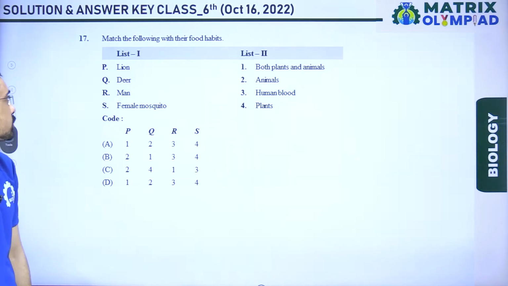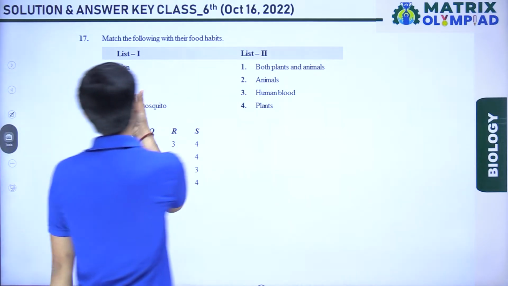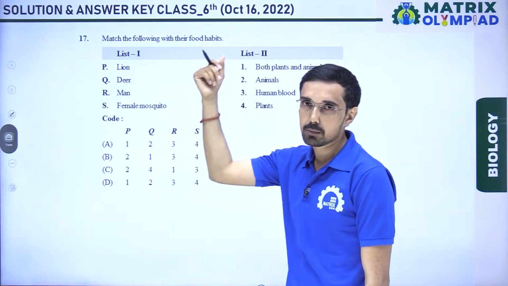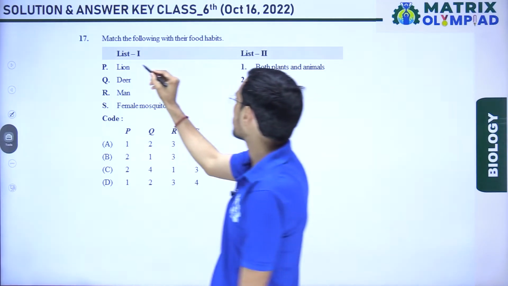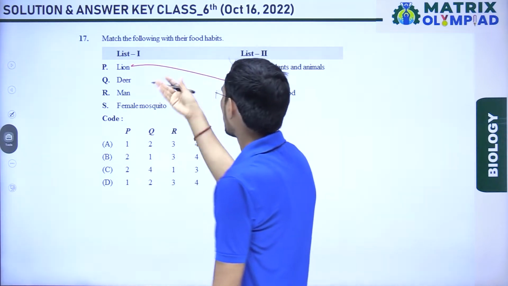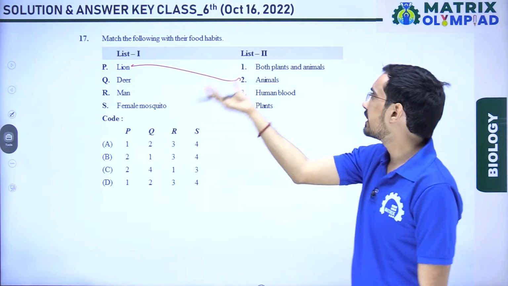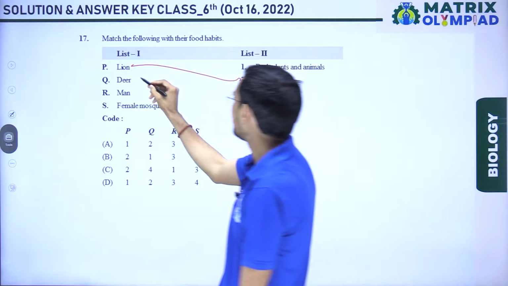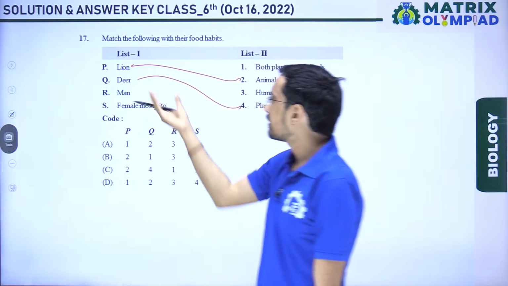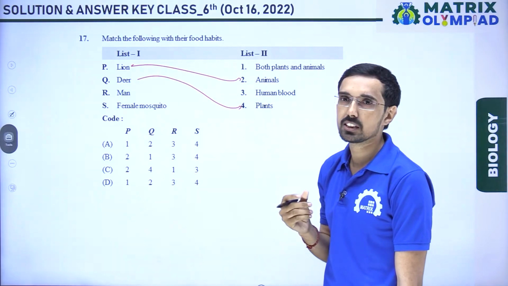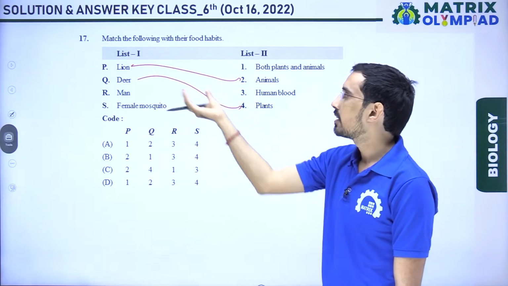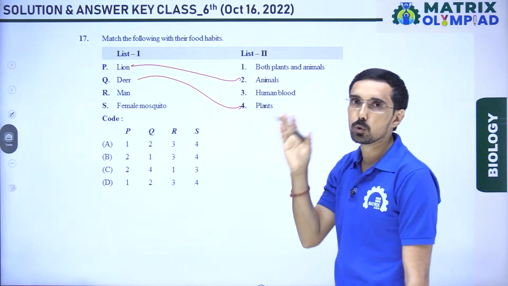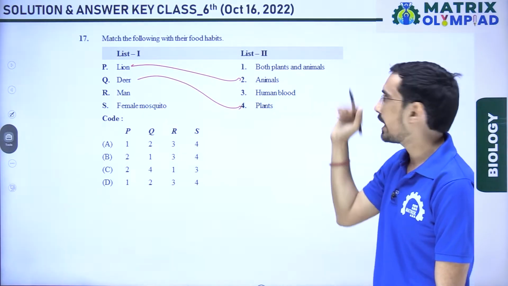Now move to the next question, in which two columns are given, list 1 and list 2. As we all know, lion is a carnivorous animal which eats only other animals. So the second will be most appropriate for the lion. Now move to the deer. Deer is an animal which eats plants as well as plant products. Next is man. Man is omnivorous in nature, eating both plants and animals. Omnivorous animals, as we all know, are those animals which eat plants as well as animals.